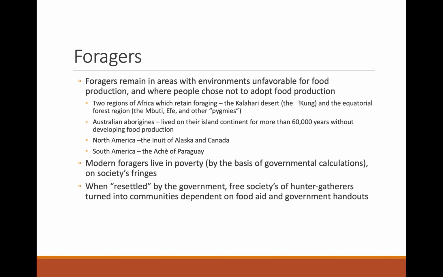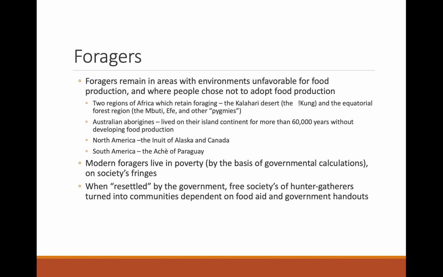There are, for example, several hundred indigenous populations in the Amazon of Brazil, in Colombia and Peru, that are facing cultural extinction, what we would call ethnocide, basically, the loss of their traditional cultural practices. Not to mention COVID. COVID is similarly decimating Brazilian populations right now. All right, so modern foragers live in poverty by the basis of governmental calculations.